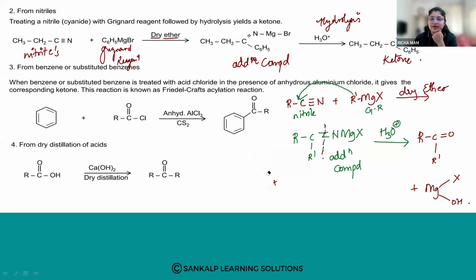So the addition compound will undergo hydrolysis, and upon hydrolysis it will give you a ketone. So nitriles, what we are doing, we are reacting them with a Grignard reagent. R' will react at this carbon and you are going to get an addition compound. This addition compound upon hydrolysis will give you a ketone. So ketone is the main product which is obtained. Fine. So let us see one example now.